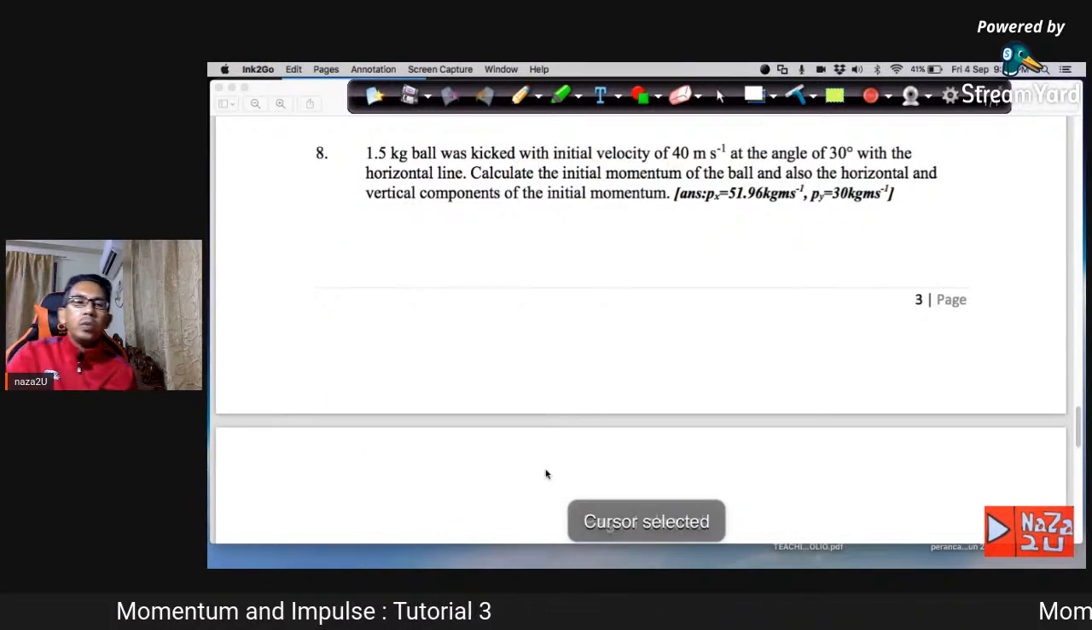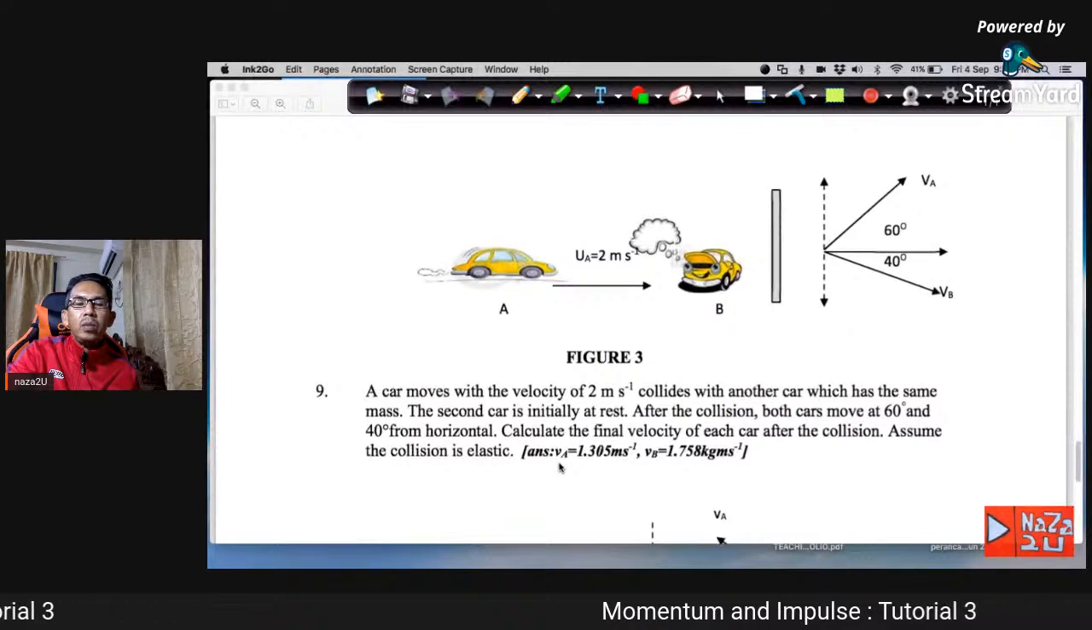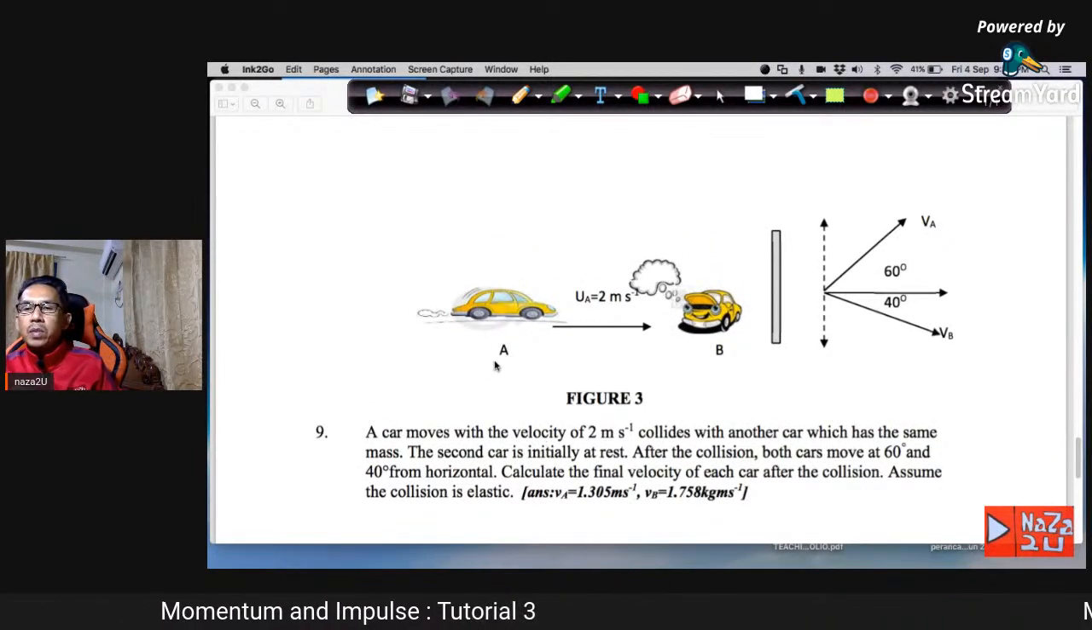So continue to question number 9. So number 9 is two dimensional. Alright, this is a bit complicated. Okay, no problem, let's see how it goes.